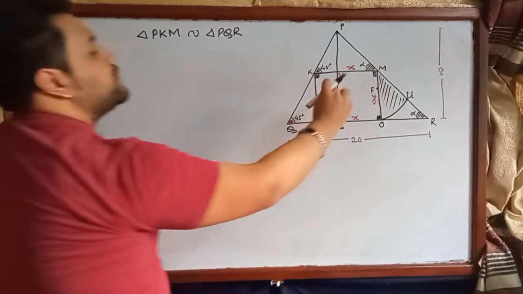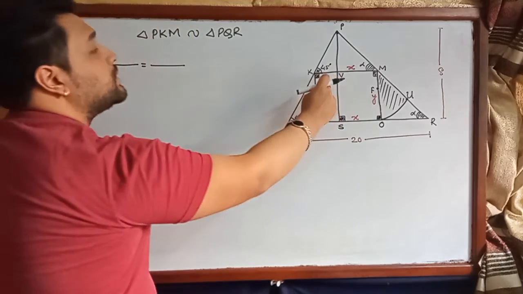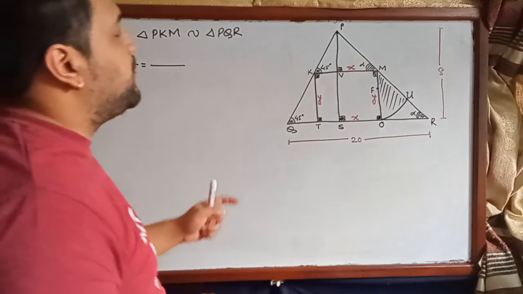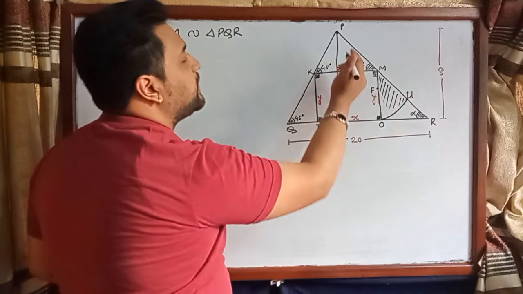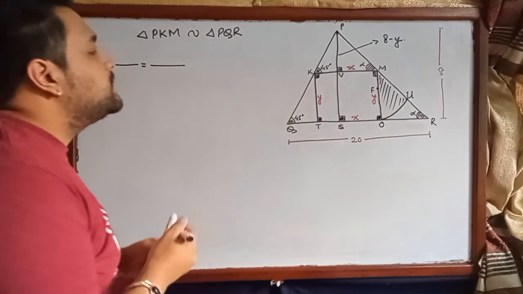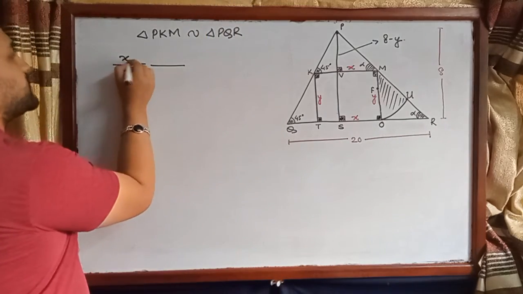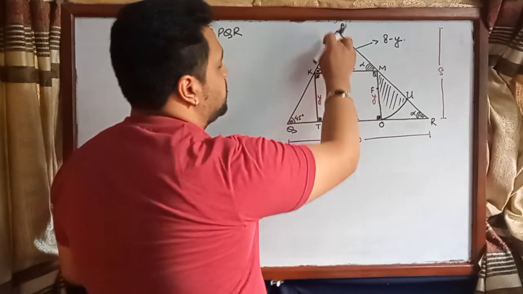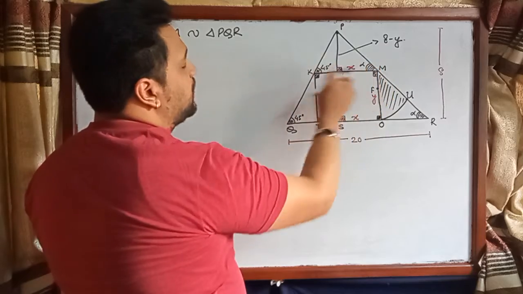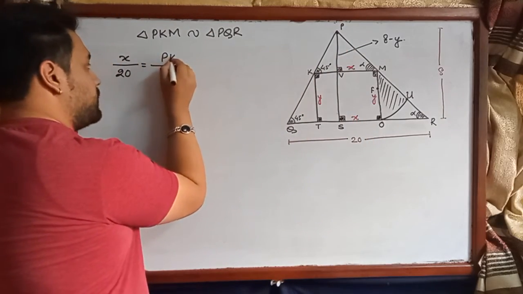Now using the proportionality condition for similar triangles, we're going to get, this will be perpendicular. And since this is 8 and this is y, this length PV will be 8 minus y. We'll use that in just a moment. Now, x over 20 will be equal to, corresponding sides are proportional, isn't it? So corresponding to alpha, we have this side for the smaller triangle and this side for the bigger triangle. So PK over PQ.